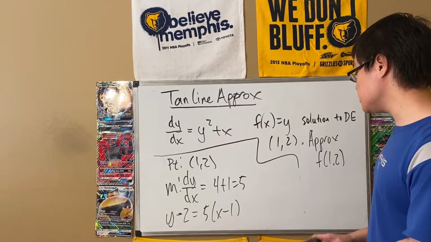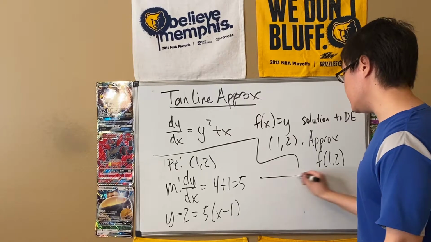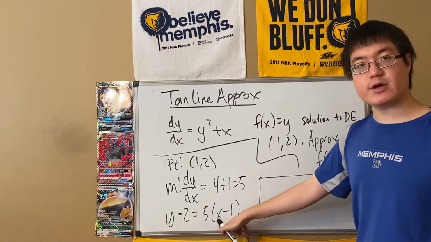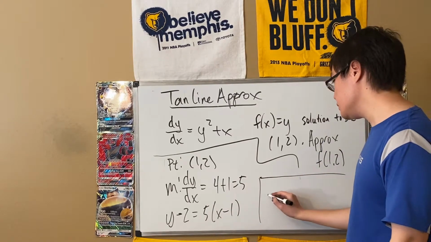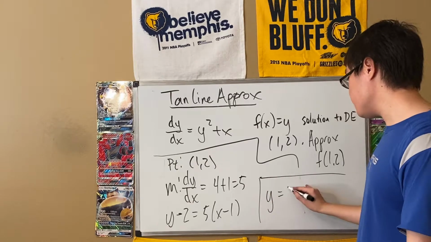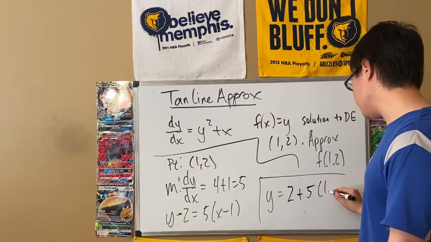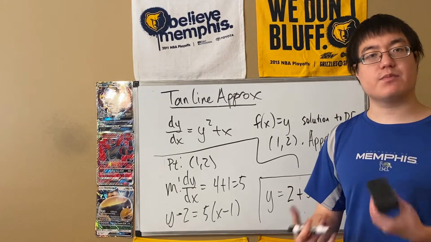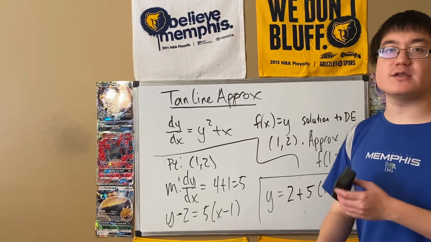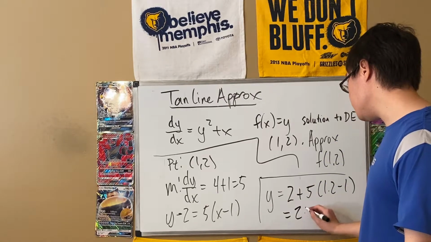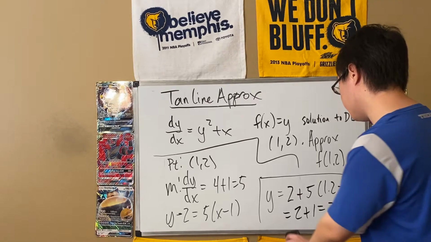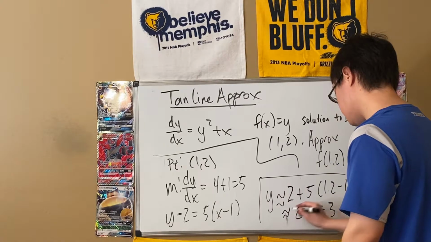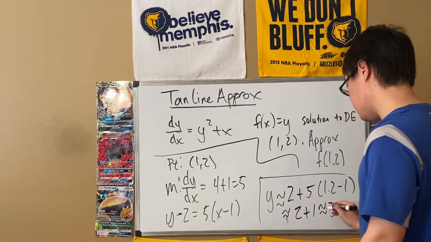Finally, we're doing the approximation. So the approximation, again, is done at the very end. All you're going to do is plug in 1.2 for your x right here, and you're going to find your approximate for y. So y is equal to, well, we bring the 2 over, 2 plus 5 times 1.2 minus 1. You can certainly do this with decimals if you want. 1.2 minus 1 is 0.2. 0.2 times 5, that's just 1. So it looks like we have 2 plus 1, which is equal to 3. So this is going to be the approximation. Maybe we should put approximate signs. Approximate, approximate, approximate. And that's the answer.